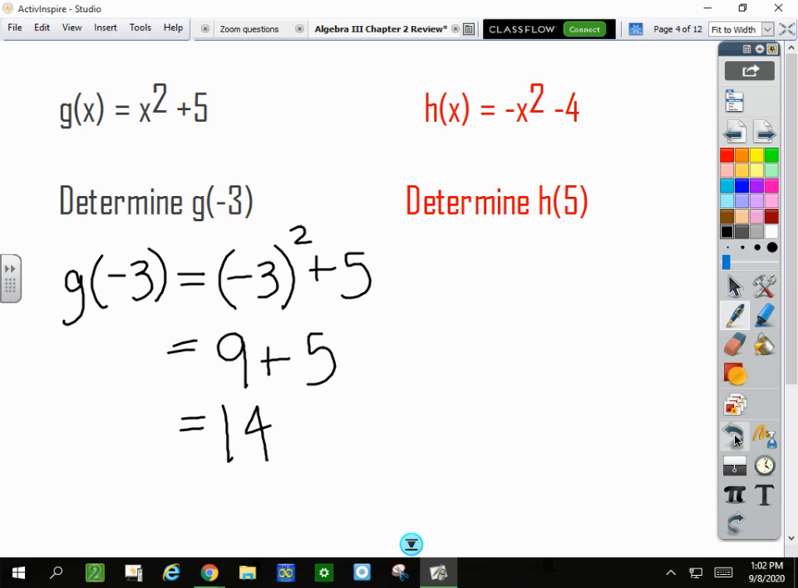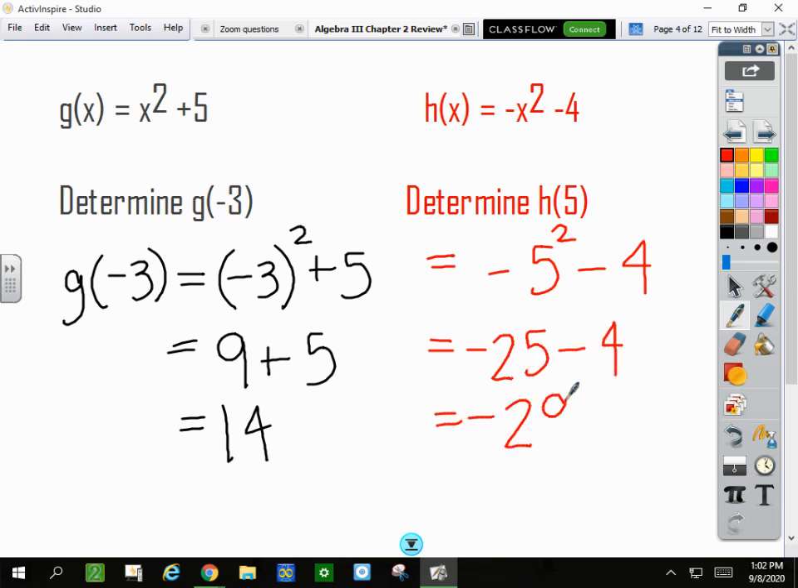H of 5. So notice the differences. The 5 is positive, but we have a negative in front of the x squared. So 5 is getting squared, but not the negative. The x is getting squared, and then the opposite is being taken. So this is very different. So this is actually -25. So the final answer is -29.